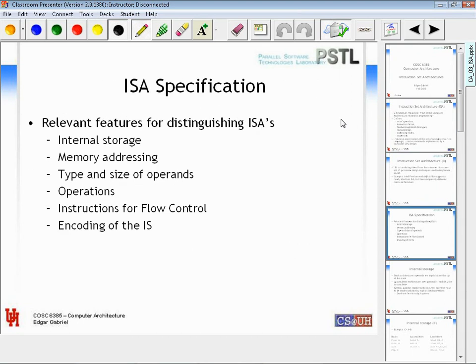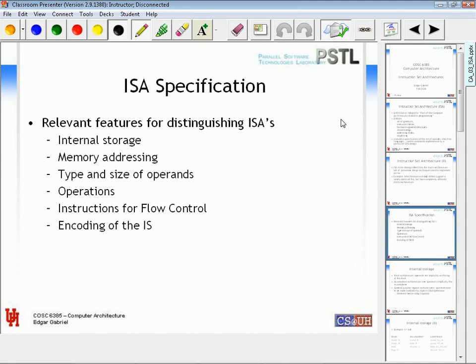So, although we mentioned already many of the bullets previously, what are the most relevant features for specifying an instruction set architecture? Well, the first question is what and how many internal storages are available. So, the question here is how many registers do you have? How many types of registers do you have? Because very often, or typically, you will have separate registers to hold floating point numbers and integer numbers. Second, what type of memory addresses are you supporting? We will see during this lecture what we really mean by that.